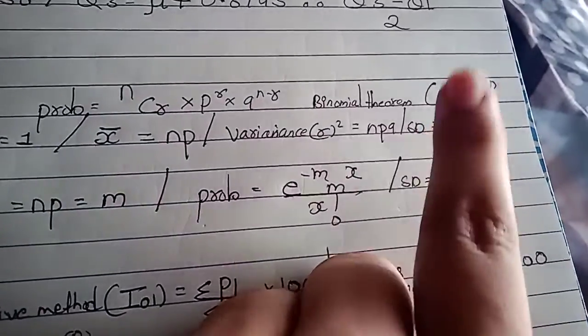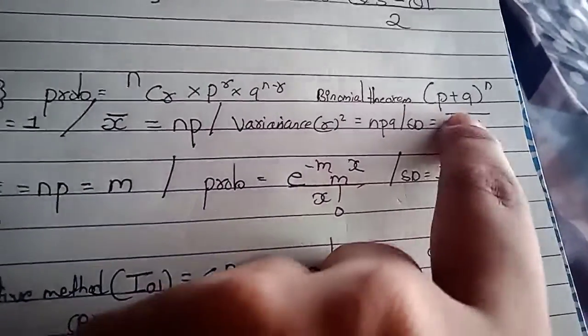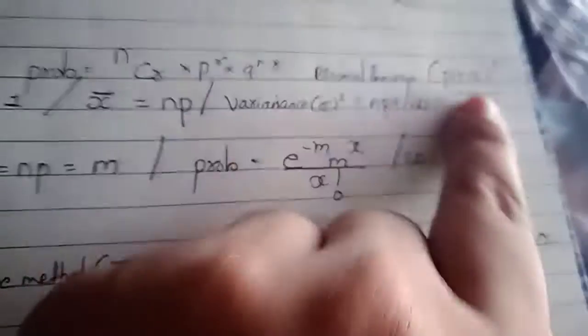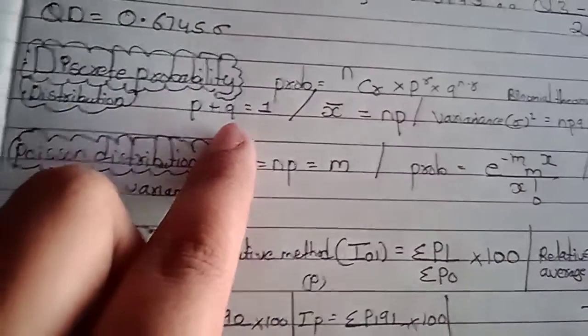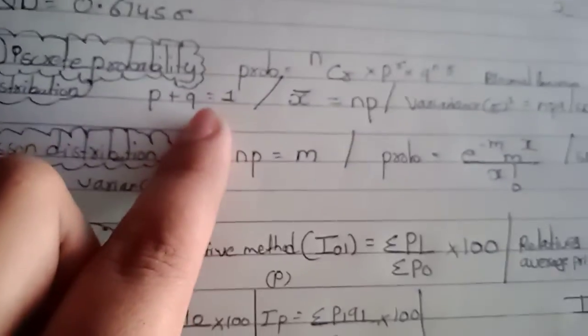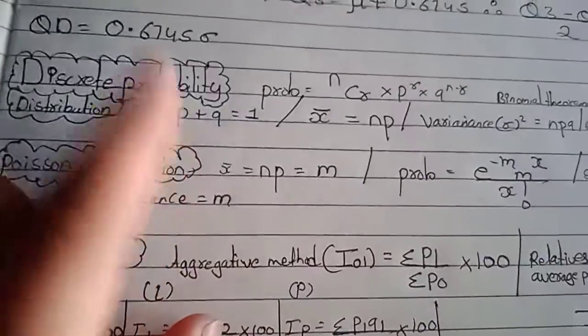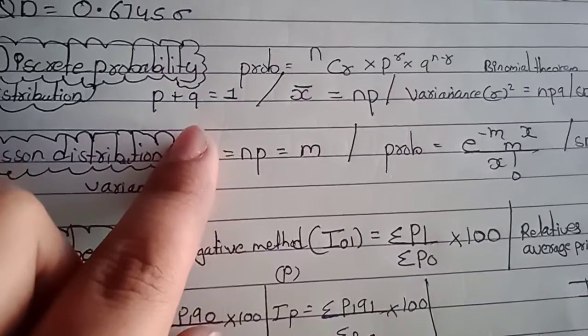Then you have to just go with this option, p plus q upon n, or sometimes they put q here and plus p upon n. That's also right. Here p plus q always becomes 1. If they ask p plus q is what, then 1. And if you have to find p only, then you have to do 1 minus q, or if you have to find q only, then you have to do 1 minus p.